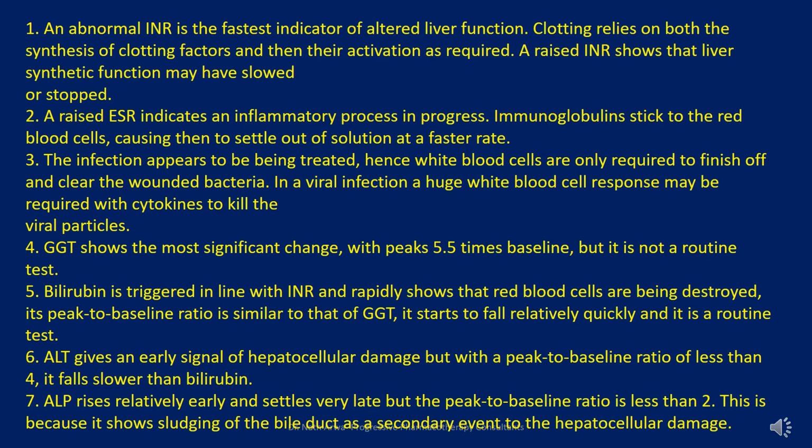6. ALT gives an early signal of hepatocellular damage, but with a peak-to-baseline ratio of less than 4, it falls slower than bilirubin. 7. ALP rises relatively early and settles very late, but the peak-to-baseline ratio is less than 2. This is because it shows sludging of the bile duct as a secondary event to the hepatocellular damage.